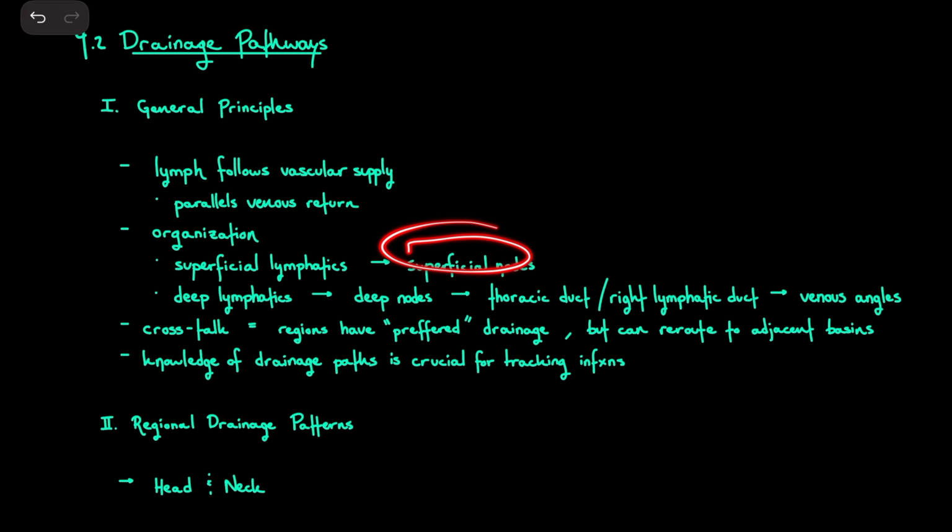The superficial nodes will eventually drain into deep nodes, and those deep nodes ultimately drain to the thoracic duct and the right lymphatic duct, both of which drain at their respective venous angles. The right lymphatic duct being the right venous angle, and the thoracic duct being the left.